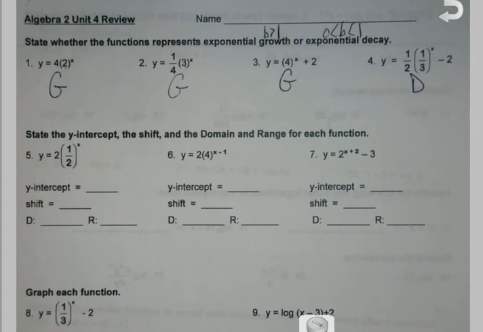Now, I didn't put any negative exponents in this part. Doesn't mean there won't be some on the test. I'm just saying. Okay, so for this next, we're going to state the y-intercept, the shift, the domain, and range.